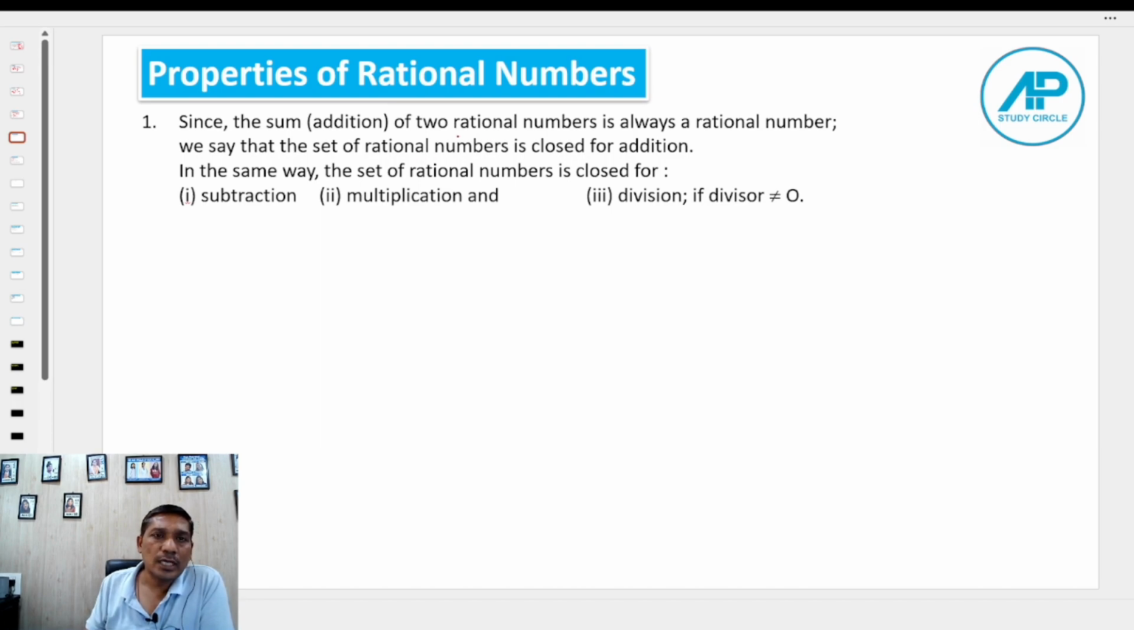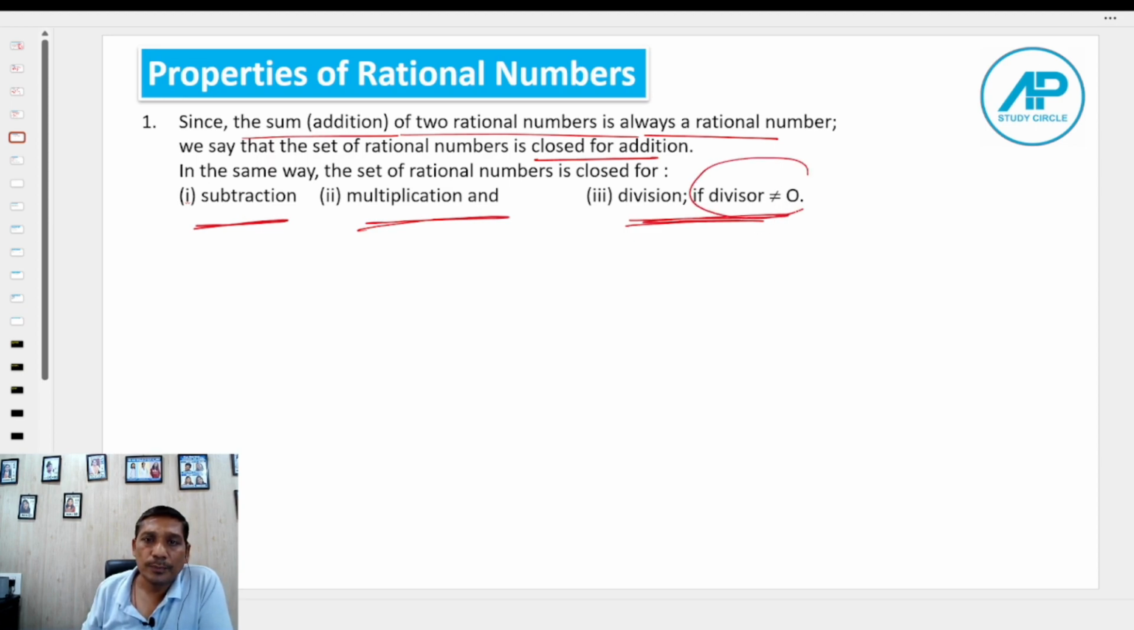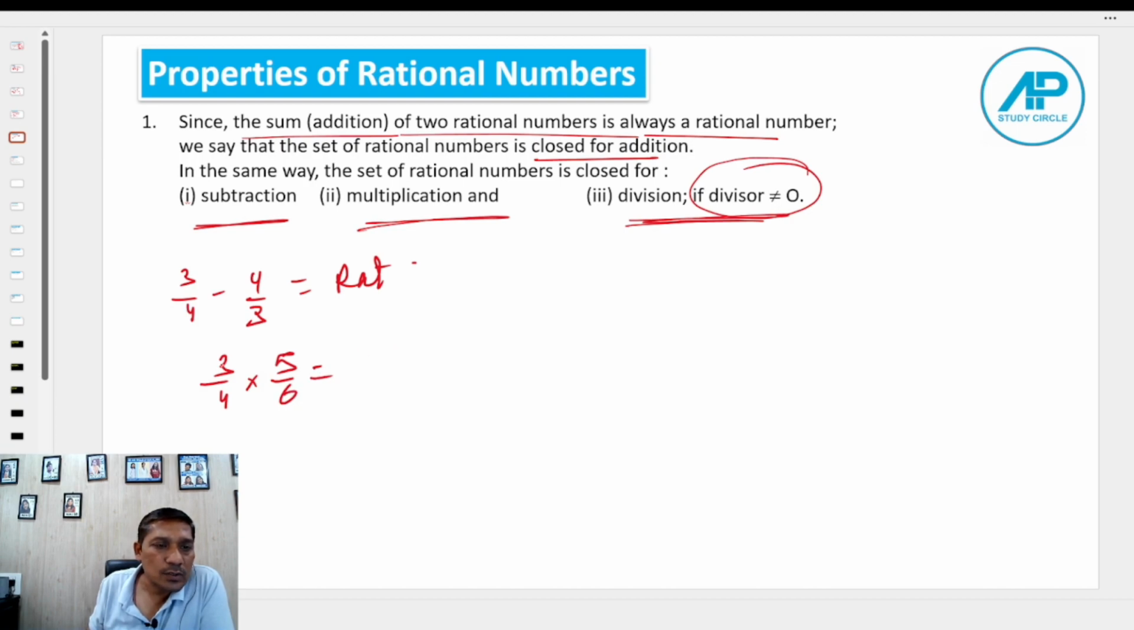The sum of two rational numbers is always a rational number. We say that the set of rational numbers is closed for addition, it's closed for subtraction, it's closed for multiplication, and it is closed for division also, such that the divisor, the denominator, should not be 0. So I'm writing an example here. 3 by 4 minus 4 by 3 is going to be a rational number, I guess. 3 by 4 into 5 by 6 is also going to be a rational number.